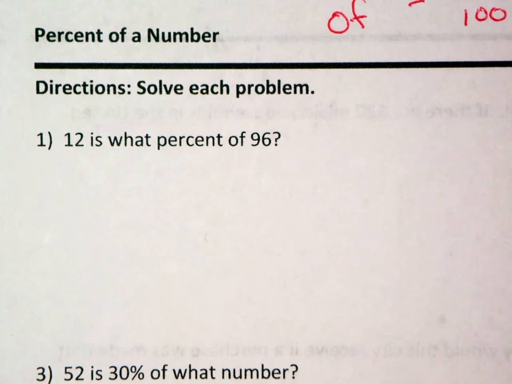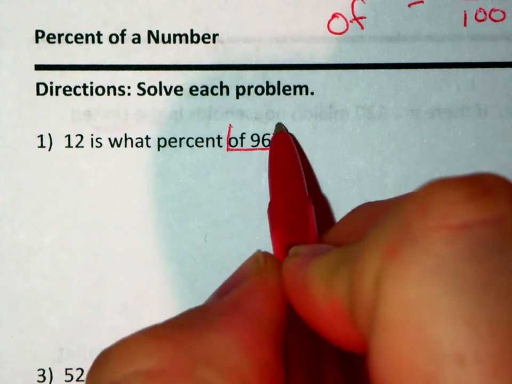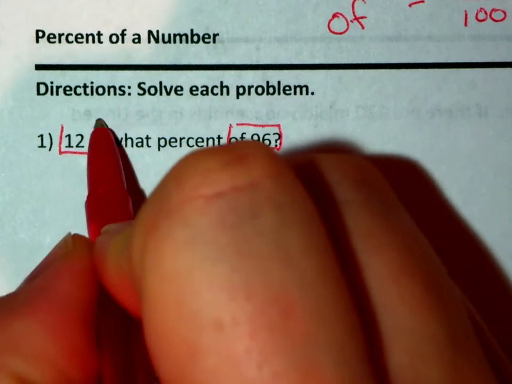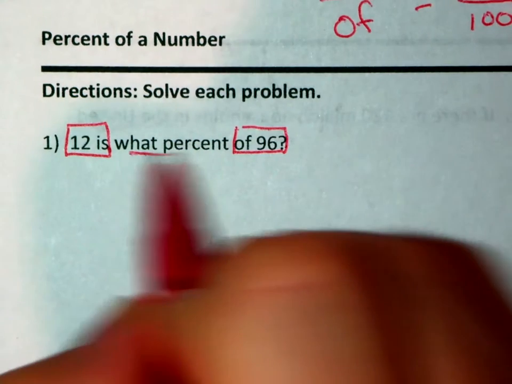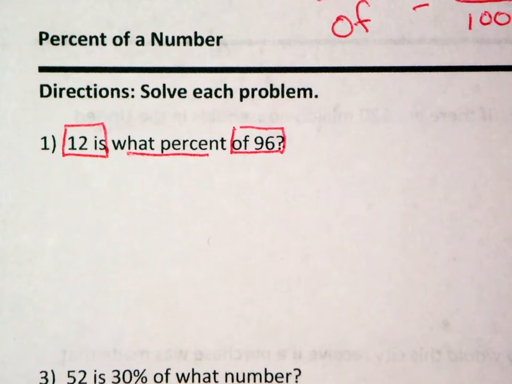So that when we look at a problem like number 1, 12 is what percent of 96? Well, we have our of statement. We have our is statement. We're looking for what percent. So now we can use all that information to set up an equation.